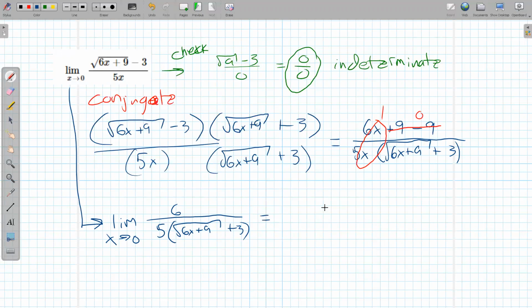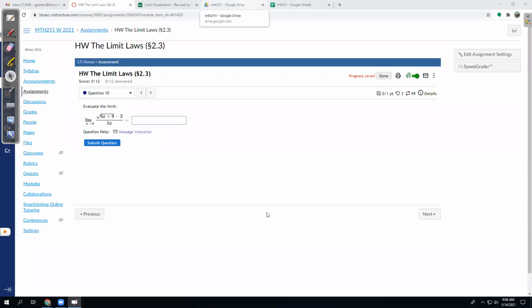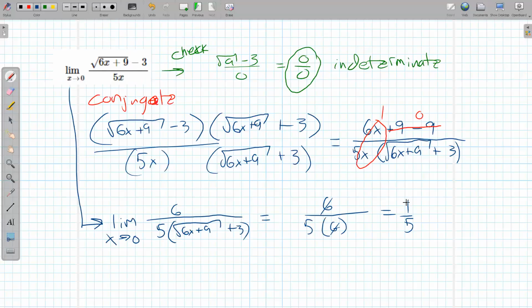So if we evaluate again here, we're going to get 6 over 5 times, if we plug in 0 for x, the square root of 9 plus 3, which is 3 plus 3, or 6. The 6s divide out, and it looks like it should be 1/5. And we could check that by graphing this. I'll leave that up to you to graph. So again, if this were a test question, I only get one shot at it, so I would definitely whip out GeoGebra or Desmos and graph this to see that when x is 0, y seems to be about 1/5.